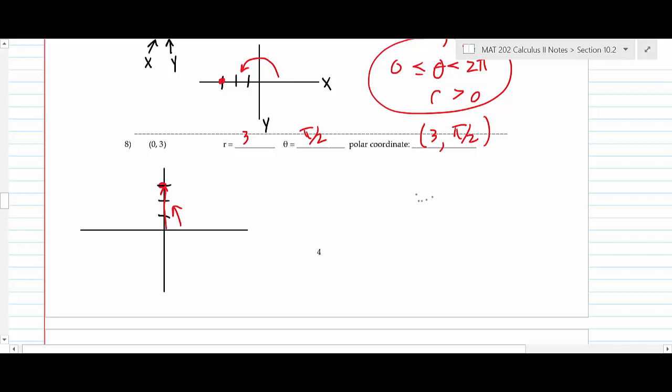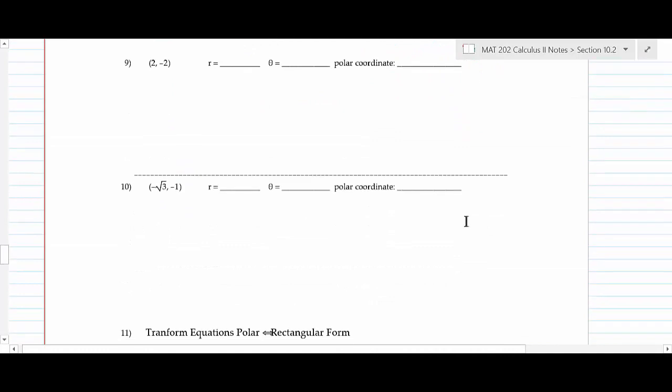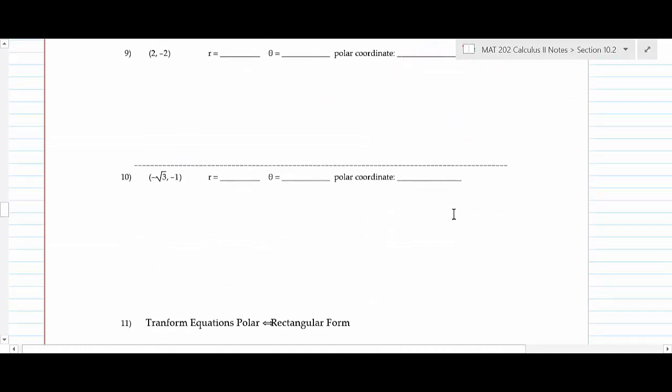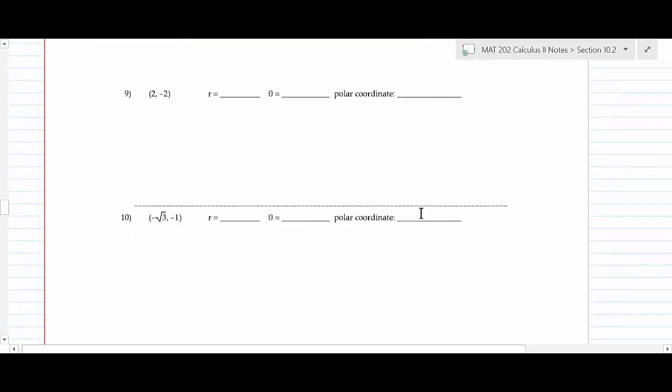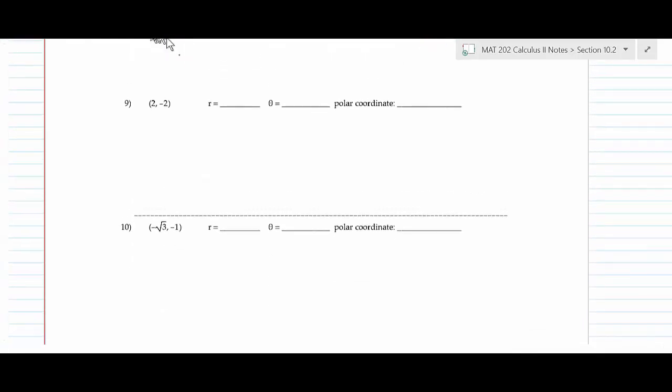Let me ask you guys this question. Tell me if this would be a correct polar coordinate. If you had negative pi over 2, negative 3, would that still locate the same thing? Yes. So you could write that in different ways, but if I want a positive radius and a positive angle, that's typically the way you do that. Okay, next two you have to do a little bit different thing on. Let's go ahead and run through these and then we'll do the equations and we'll be done here.